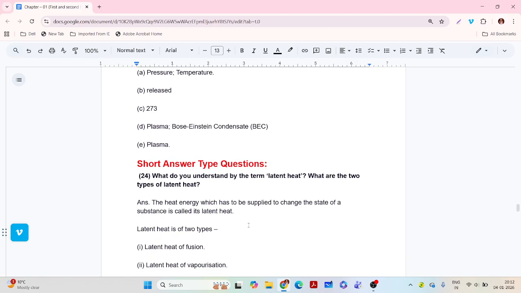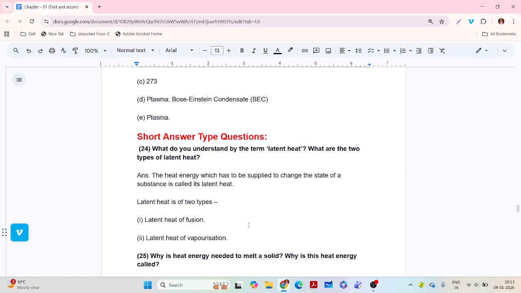What do you mean by latent heat? What are two types of latent heat? Latent heat is termed as the heat that is hidden in the contents of the beaker and is used to change the state of the substance. It has two types: fusion and vaporization.